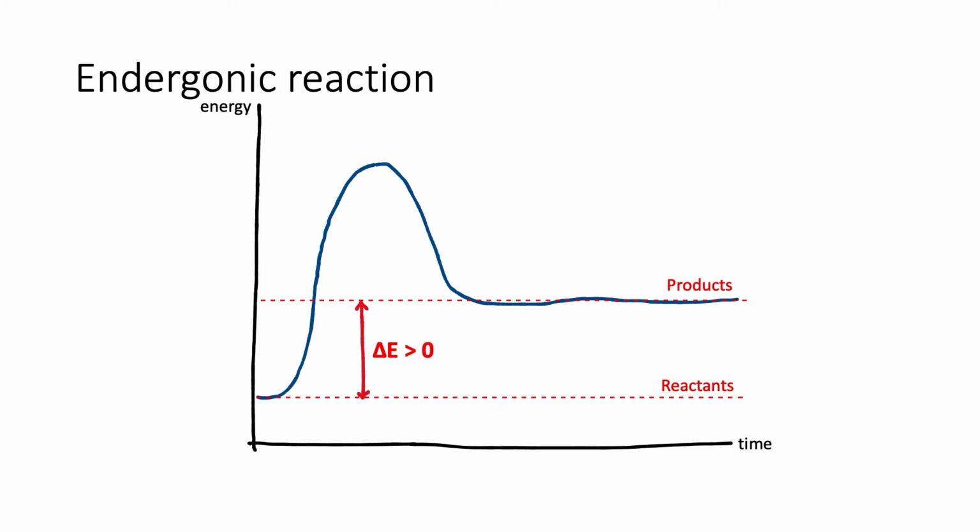So to summarize, for endergonic reactions, the change in free energy is positive, or greater than 0. And this makes sense if we actually think about it, because endergonic reactions, by definition, add energy. So of course, there's an increase in free energy.